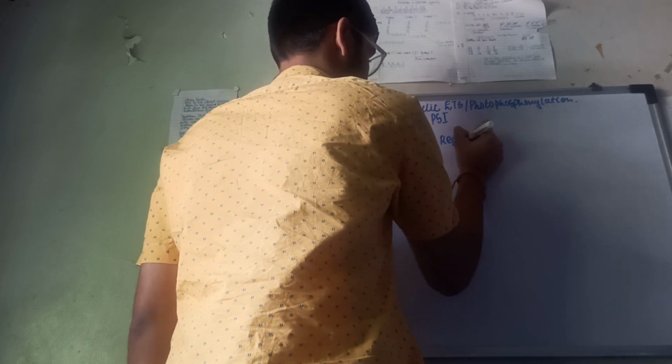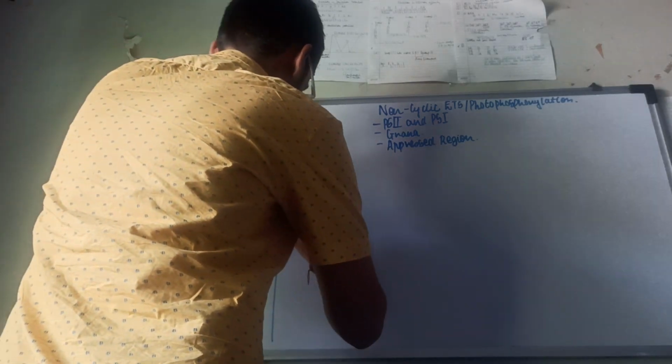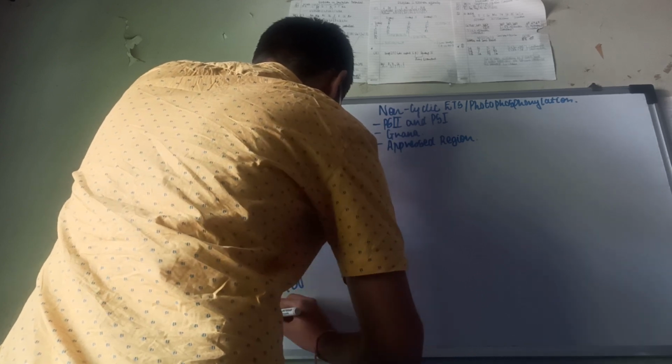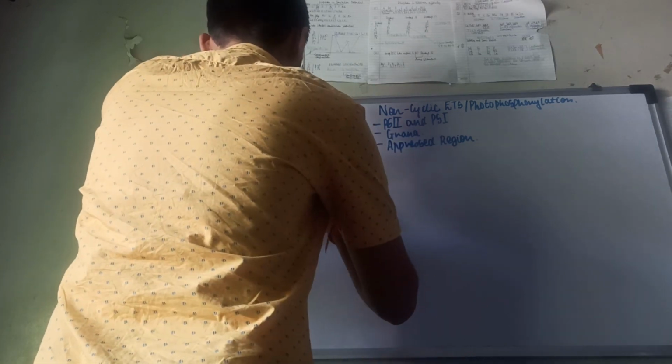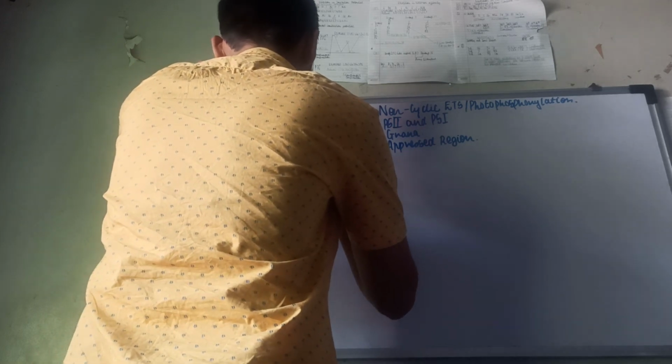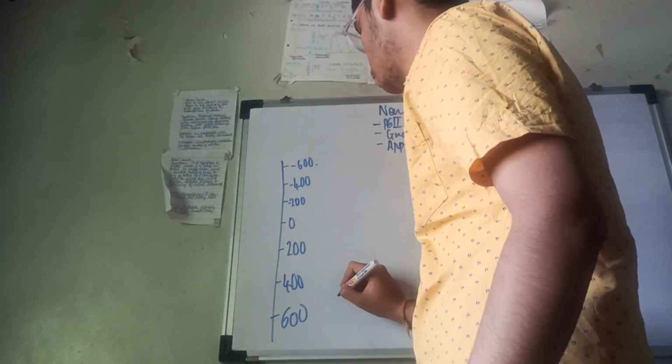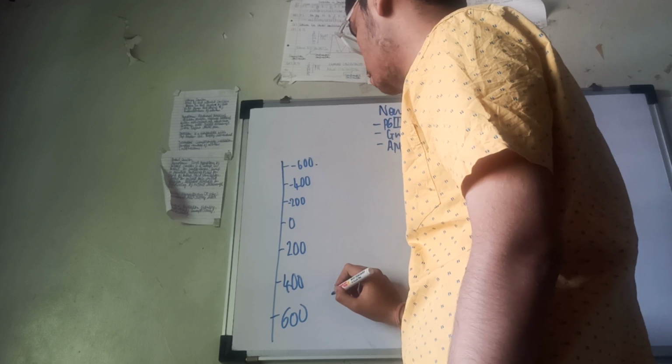or, I can say, the appressed region. So here I am drawing a scale: 0, 200, 400, 600, minus 200, minus 400, minus 600. So this is the scale which shows the reduction potential.